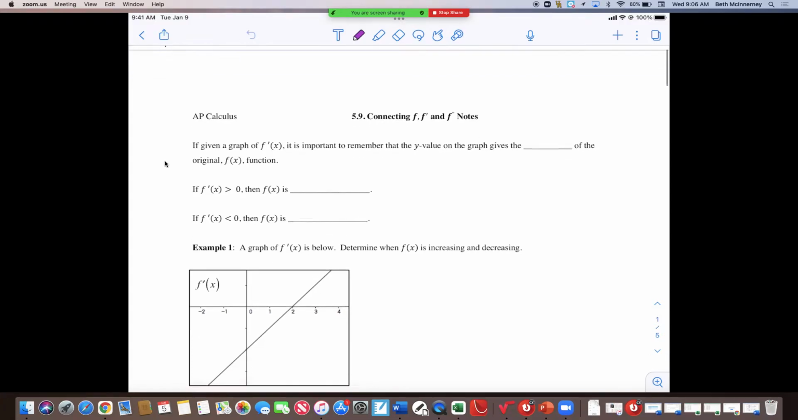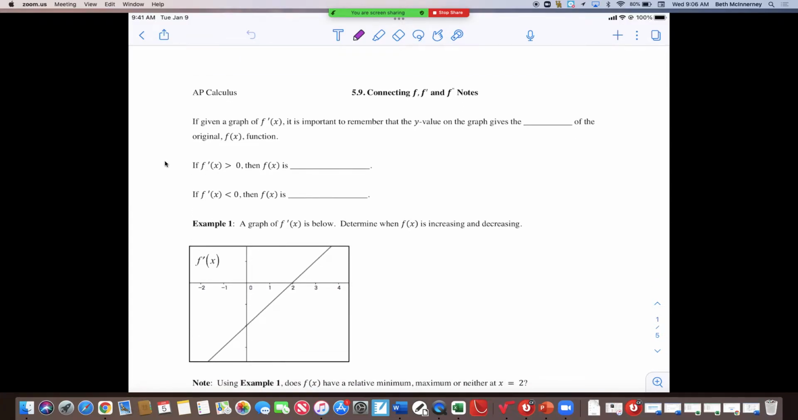Section 5.9 actually is not anything new. We're just going to look at things maybe from a different lens, a different view. So if you are given the graph of f prime of x, pay attention to what you have. It is important to remember that the y value on the graph gives the slope of the original f of x function. So do you see how this is reversed from yesterday?